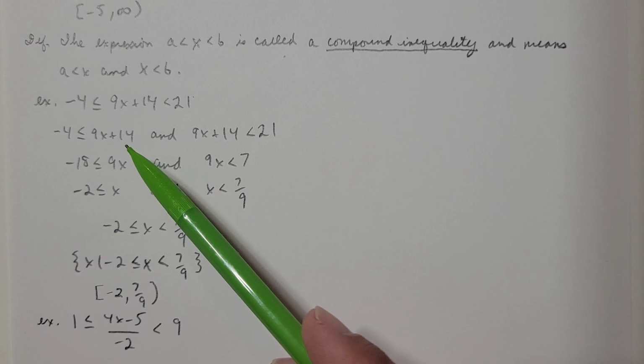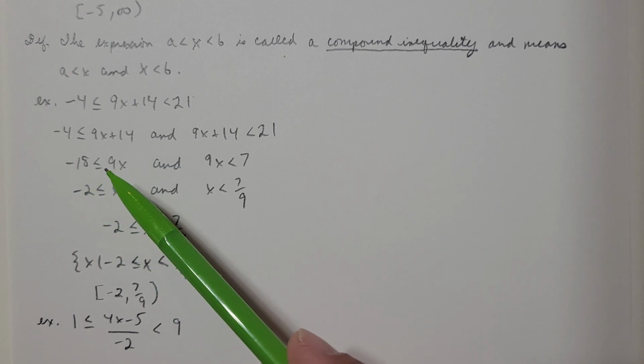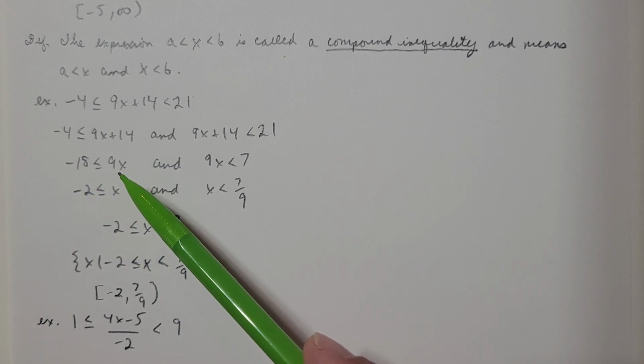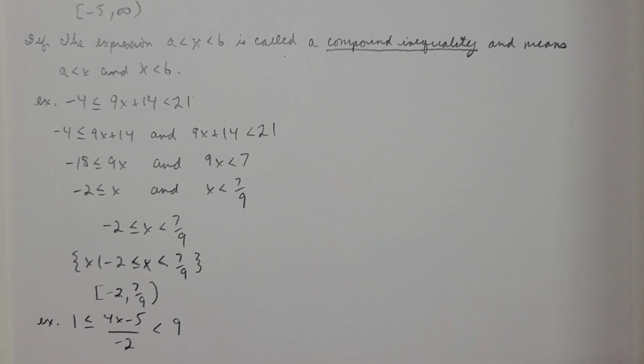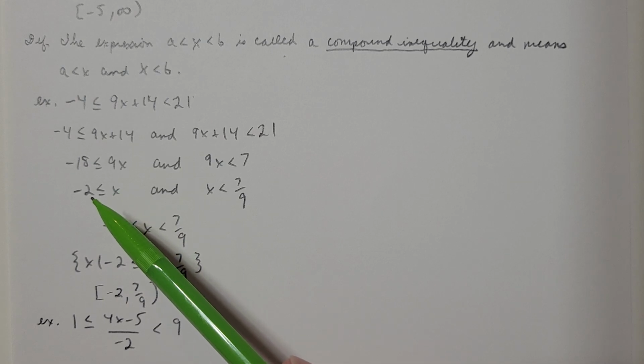So if I start with this one, let's subtract 14 from both sides. We got -18 less than or equal to 9x. Divide by 9. 9 is a positive number, so we're not flipping any sign there. It looks like x is greater than or equal to -2.